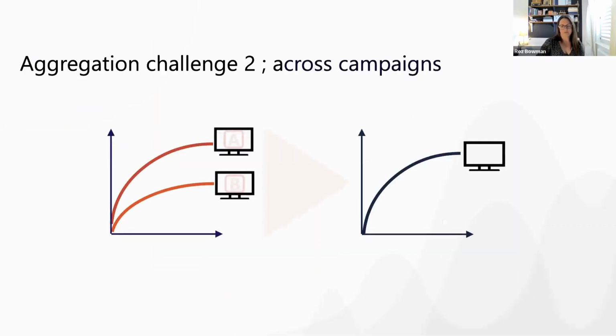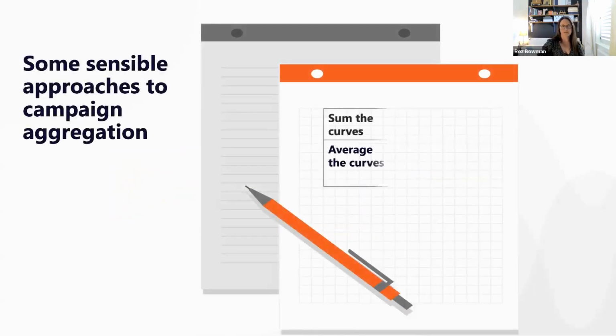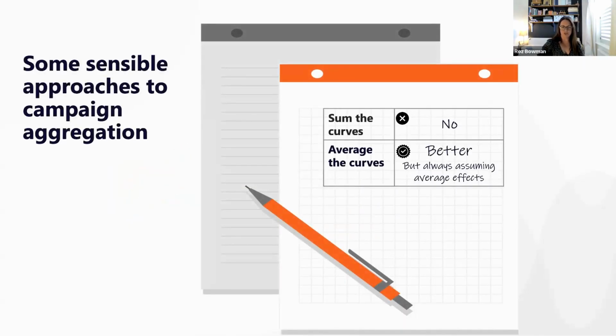Another common challenge in creating aggregated curves could be across campaigns. For example, maybe you've estimated effects from 2 different TV campaigns separately in the model, but you want one curve for TV. In this case, again, just a few notes and ideas. You could possibly just sum up your curves.